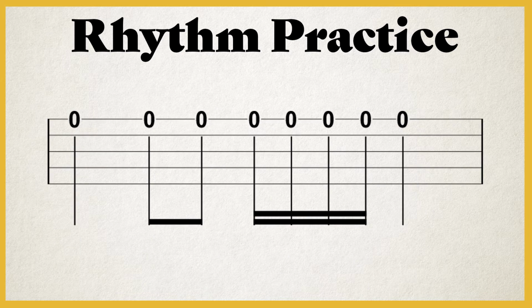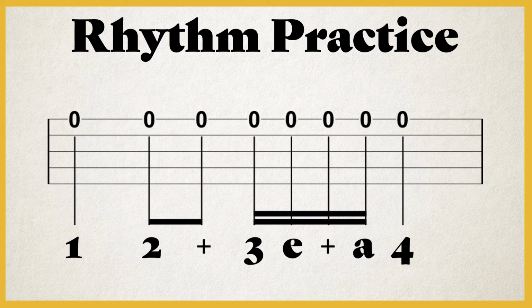In this final example, we start in the same way that we started our last example, with a quarter note on beat 1, 2 eighth notes on beat 2, but then we have a group of 4 16th notes which takes up the entirety of beat 3, followed by a quarter note on beat 4. So here's how you would count and play this example. 1, 2, and 3 and 4.